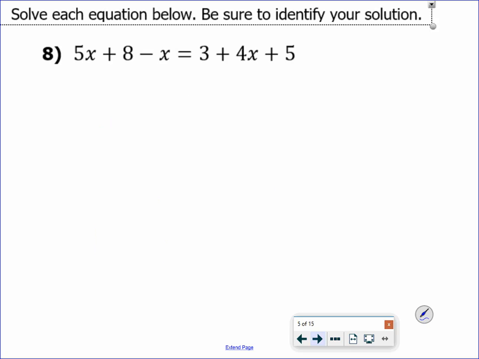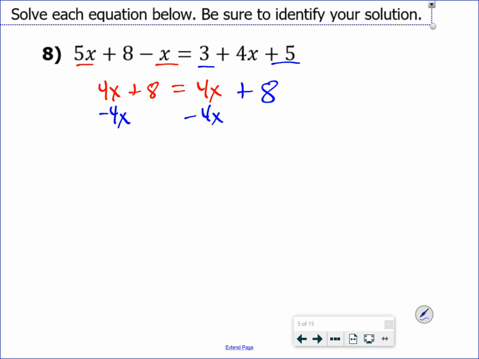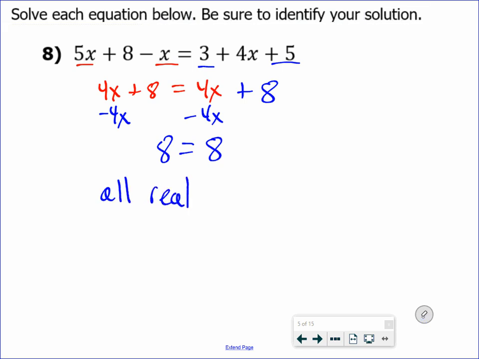All right, let's try this one, which I think is what we're about to see. So on this side, I'm going to combine like terms. And on this side, I'm going to combine like terms. And if I subtract 4x from both sides, to try and get the x on the same side, I end up with 8 equals 8. So this is all, well, let's call it infinite solutions.